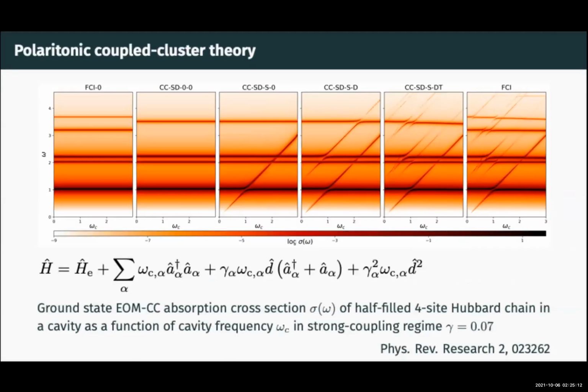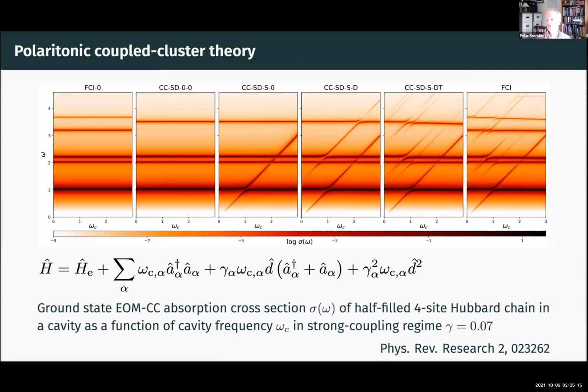Okay, here's a first go at using that formalism, which is to look at electrons in a cavity. So this time the Hamiltonian contains the electronic Hamiltonian plus some parts which have got annihilation and creation operators in this cavity, which has a natural frequency omega c. And what you can then do is to look for the photoabsorption cross-section as a function both of the incoming photon and the cavity frequency. This is done for just a simple model of a four-site Hubbard chain in a reasonably strong coupling through this parameter gamma. And let's just see what we're looking at.